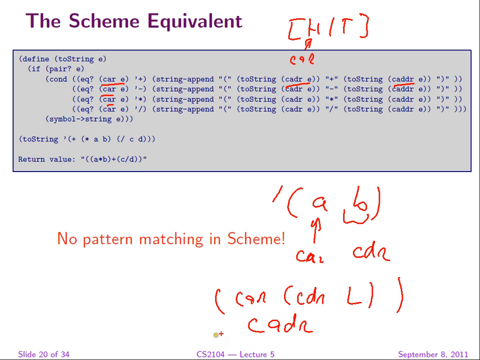And they stuck. So we can have any combinations here. We can have names such as caddr, which would be the third element in the list.